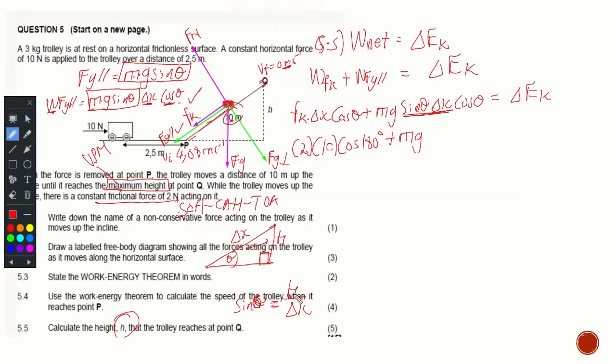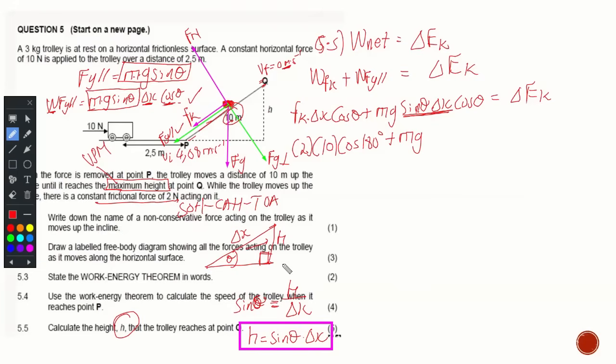But if we are to make h the subject of the formula, please write this one down. This is a very important manipulation. If you are to make h the subject of the formula, this will become sine theta and then delta x. Can you please note this one down?